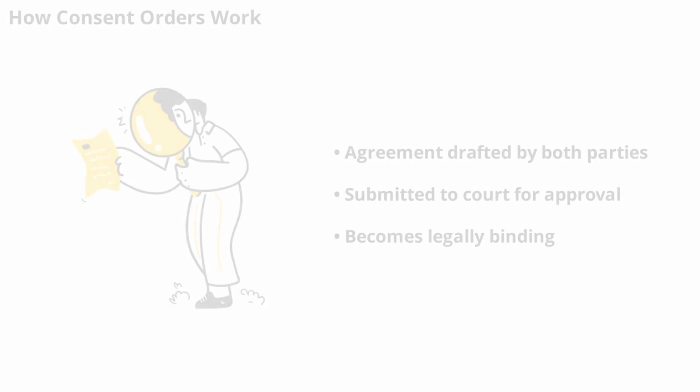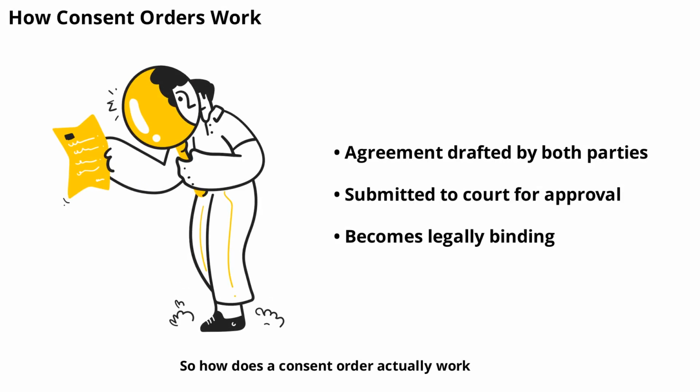The key point is that both parties consent to the terms, making the process more collaborative and often less adversarial. So, how does a consent order actually work? Once both parties reach an agreement, they draft the terms and submit them to the court. The judge reviews the agreement to ensure it's fair and reasonable. If approved, the court issues a consent order, making the agreement legally binding. This means that if either party fails to follow the terms, the other can ask the court to enforce the order. Consent orders help avoid lengthy court battles and provide a clear, enforceable resolution.